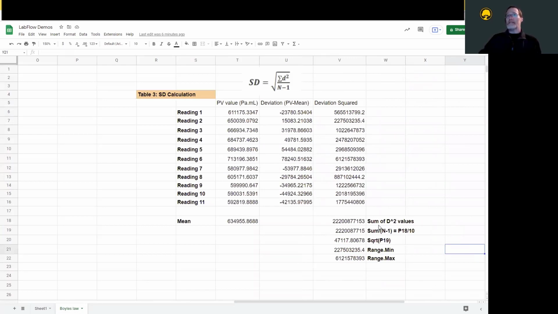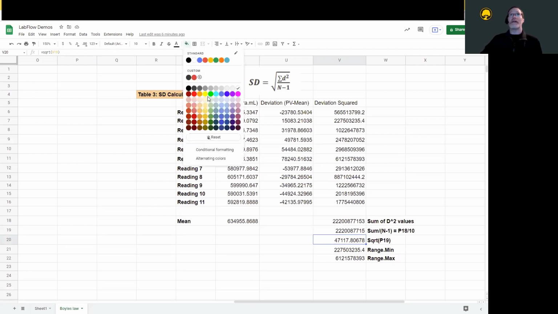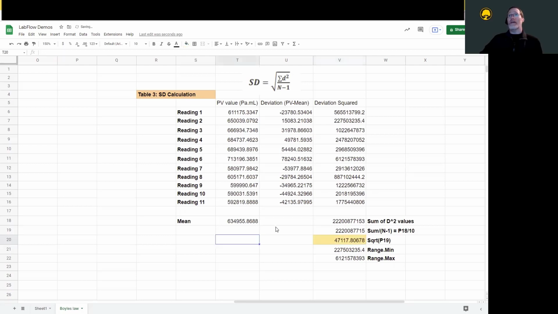On the report, it asked me to add all those together. So I just did a sum of all of those, added them all together to get this great big number. Then I took that number and divided by 10 to get that number. And that was my number of measurements minus 1. Then I took a square root of that number to get 47,000. Okay, that's my standard deviation. 47,000 right there is my standard deviation.